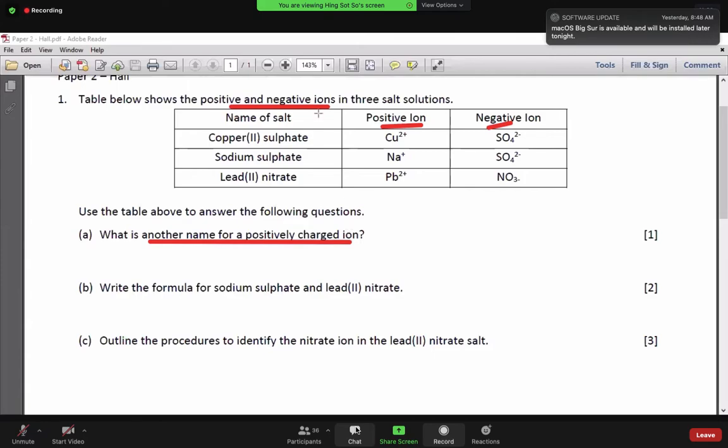Okay, if you don't have a printer at home, you can straight away use the app to write the answer. Okay, like in the chat box, please. What is another name for the positively charged ion? Thank you.